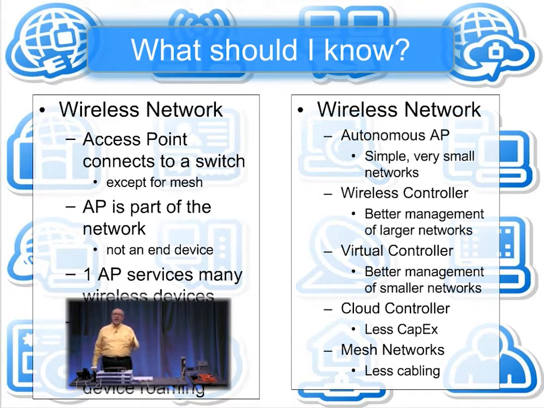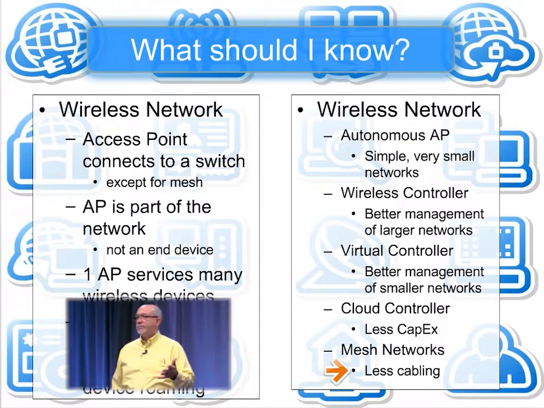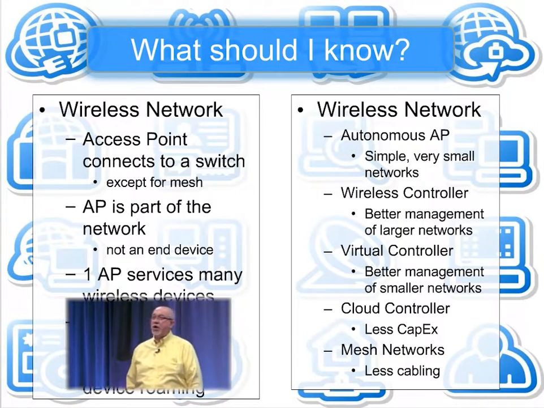The basics of wireless. Now here are those 5 different implementations that we talked about, and just a little bit on each one. You should know about autonomous access points: very simple, very small networks though. Wireless controller gives you better management of larger networks. Virtual controller gives you better management of smaller networks. Cloud controller gives you less CapEx. Mesh networks give you less cabling. Okay? That's what we should know about wireless networks. It's a very important part of the network.